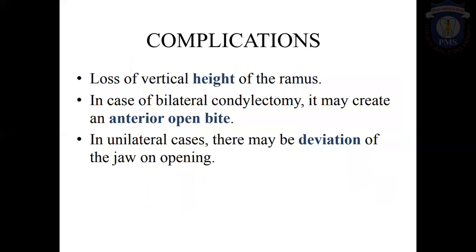The complications of condylectomy: one is loss of vertical height of the ramus, and in case of bilateral condylectomy, it may create an anterior open bite. In unilateral cases, there may be deviation of the jaw to the opposite side on opening.